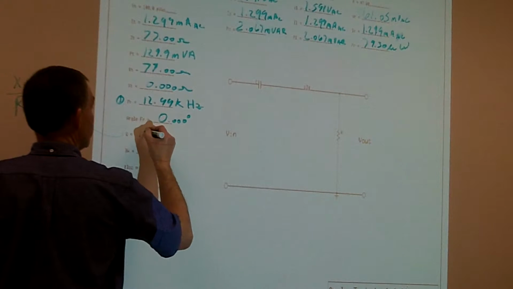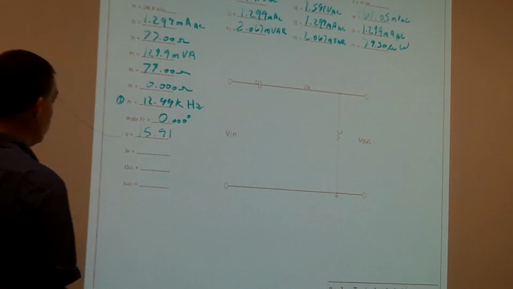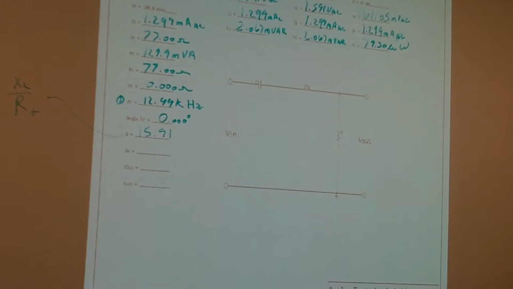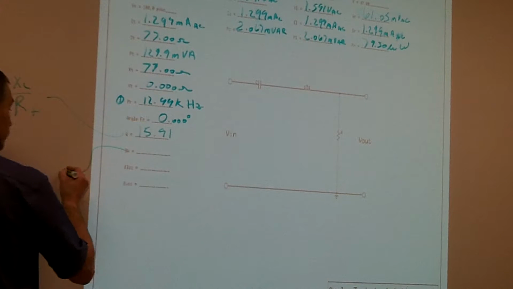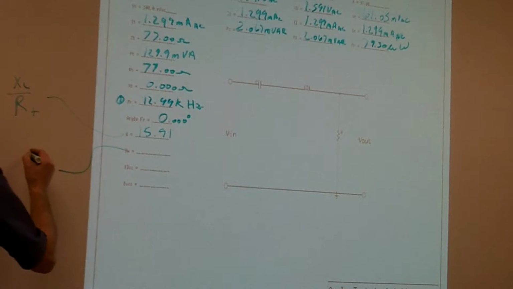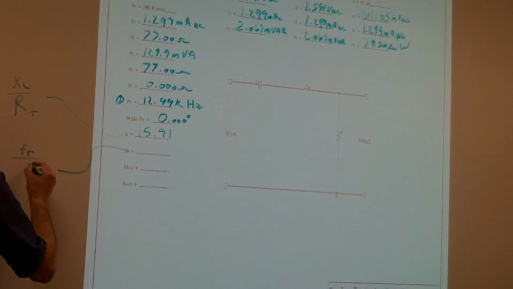15.91. And this quality is actually a ratio of our power. If you look in the book, they tell you that it's the ratio of your power and stuff like that. But once you reduce it down, it ends up equaling XL over RT. It's just a ratio. It's going to tell us the quality of our circuit. Then once we get the quality, we can calculate our bandwidth. How do we calculate our bandwidth? Frequency divided by quality.